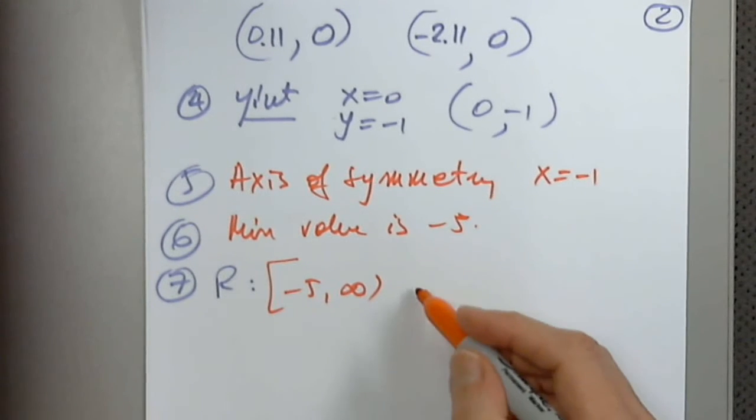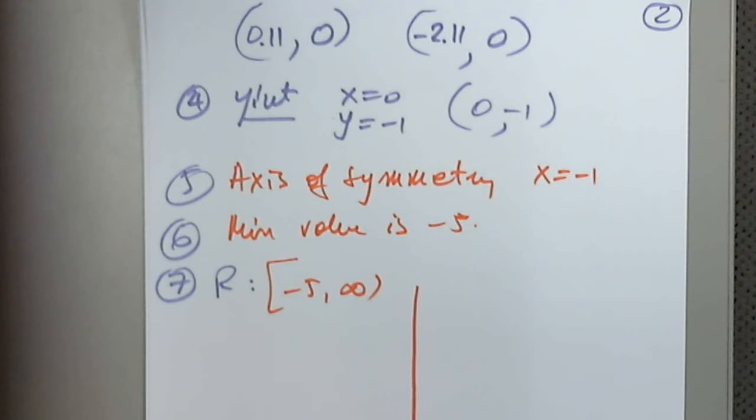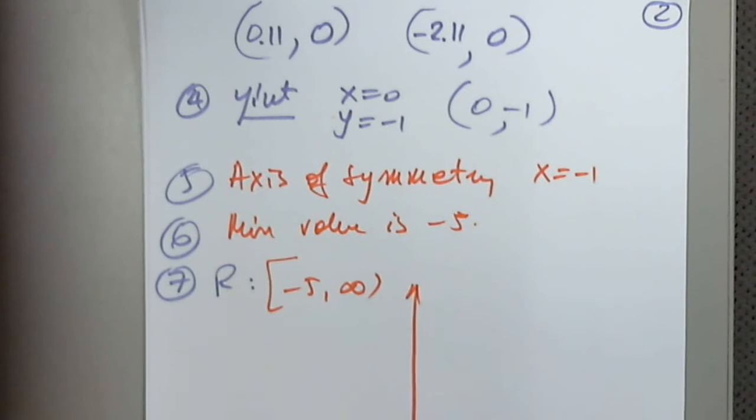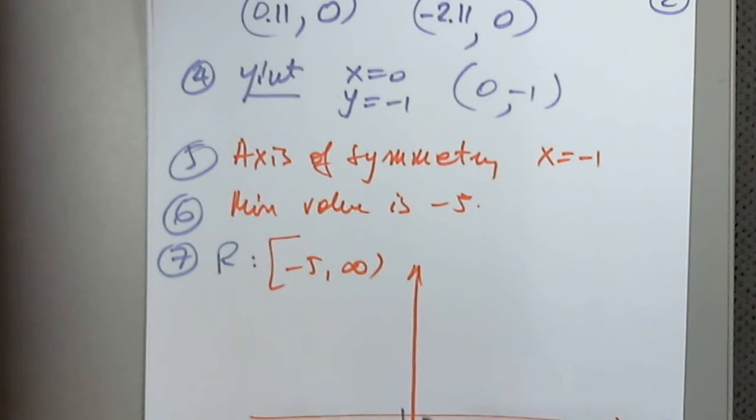Okay, so let's graph the function. I plot the vertex first at negative 1, negative 5. I draw the axis of symmetry, which is not part of the graph. X equals negative 1. I plot the X intercepts, kind of hard. And the Y-intercept, 0, negative 1.